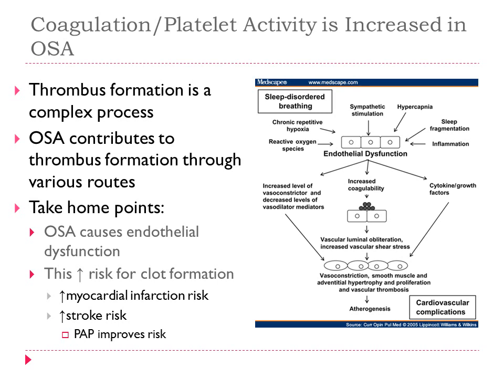The endothelial dysfunction also leads to increased coagulability, meaning it's easier for blood clots to form, and then also cytokine growth factors. Now, each one of these contributes to the vasoconstriction of the smooth muscle and the adventitial hypertrophy and proliferation and vascular thrombosis overall. So basically, OSA causes the endothelial walls of your blood vessels to not work properly, which causes them to vasoconstrict more and makes it easier for your blood to form clots.